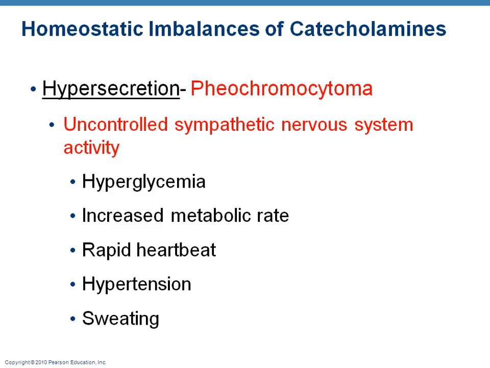This is the very last slide. Hypersecretion of catecholamines. So if you have too much epinephrine or too much norepinephrine, it's this pheochromocytoma, crazy word. Pretty much you have uncontrolled sympathetic nervous system function. So your sympathetic nervous system is telling you constantly to release epinephrine and norepinephrine, but you're not under great stress. It's just constantly being secreted anyway.